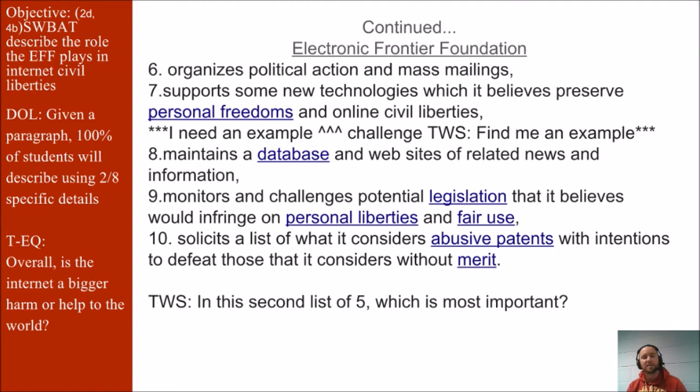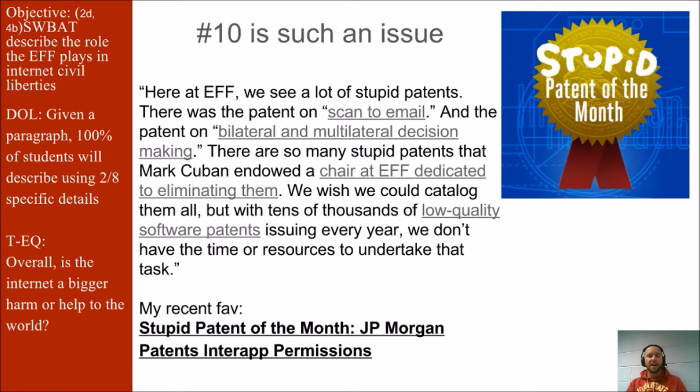Number 10, solicits a list of what it considers abusive patents with intentions to defeat those that it considers without merit. And that last one is such an issue, and a very interesting one as well. If you go to the EFF website, you can see this stupid patent of the month ribbon they give to people.